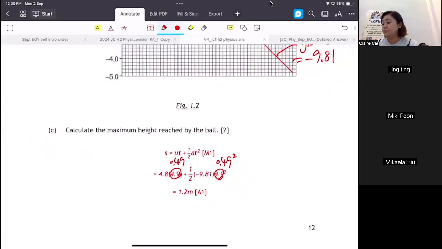You can also use Vy squared equals Uy squared plus 2as, because at this part, you know that this one will become 0 already. I can show you this one.